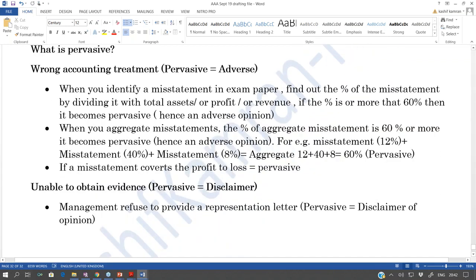The last frequently asked question, a very common question. Mostly the student asks what is pervasive. I tried bracketing that out under the two headings, a wrong accounting treatment and unable to obtain evidence. Yes, scope limitation is unable to obtain evidence. Scope limitation is an old word. The new word is unable to obtain evidence, which simply means limitation of scope. Yes, exactly. Whenever the management refuses to provide a representation letter, this will automatically become a disclaimer, because the representation letter is something very fundamental to the auditor.